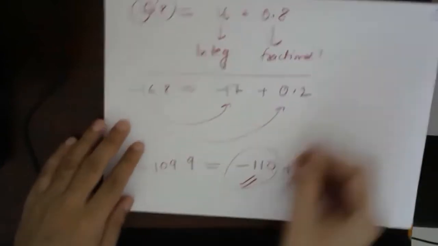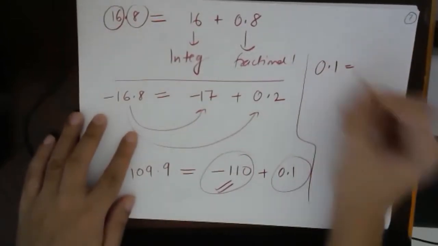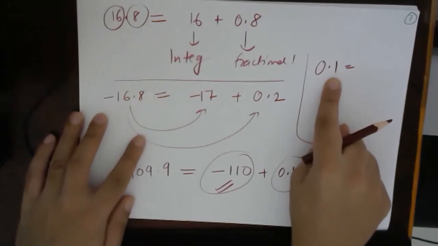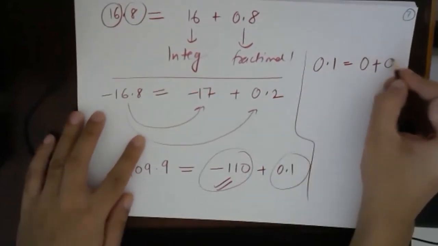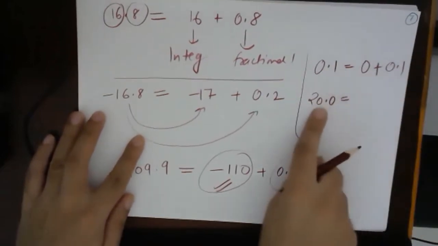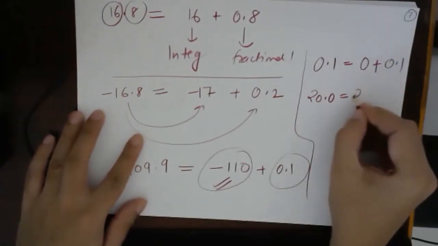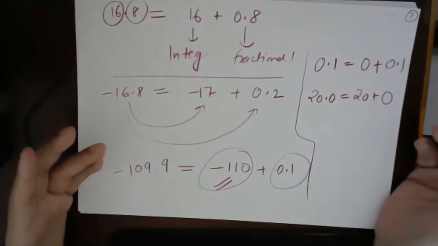Suppose, someone is asking, I'll take some extreme cases also. Suppose you have 0.1. What is the integral part of this? This will be 0, plus what will be the fractional part of this? The fractional part will be 0.1. Suppose you have 20.0. What is the integral part of this? 20. What is the fractional part of this? 0. Understood? Very good. The fractional part can be 0.